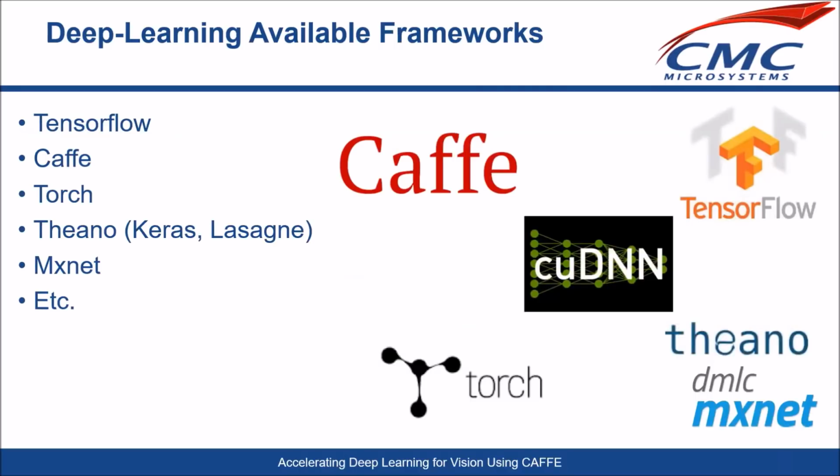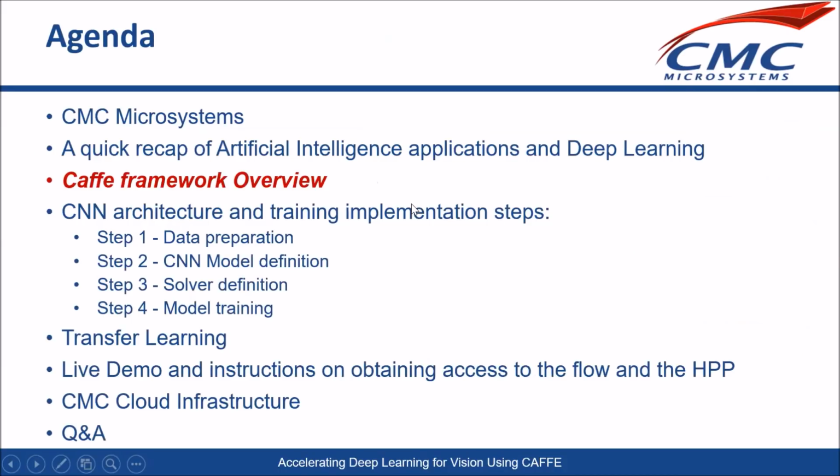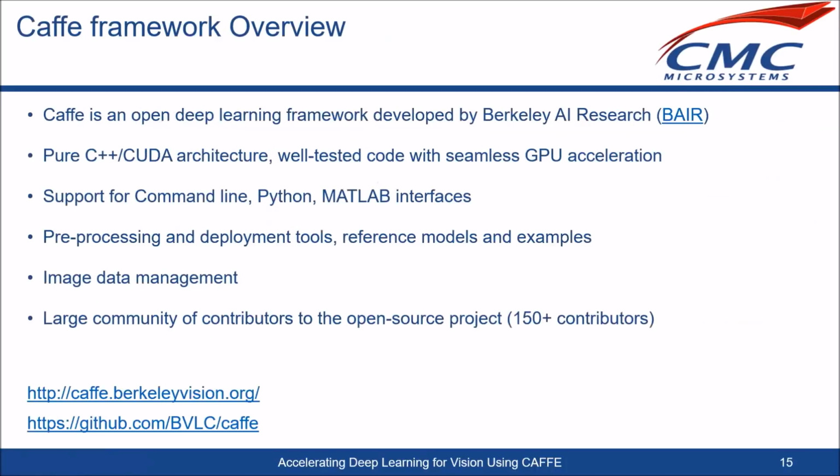This slide summarizes the deep learning frameworks available today. There's TensorFlow, Caffe, Torch, Theano. We already presented the flow using TensorFlow on the HPP, and today is Caffe. And just to have a brief introduction to Caffe for people that are not familiar with this flow. It is open source. It means you can access the source code. It's an open source deep learning framework developed by Berkeley AI Research.